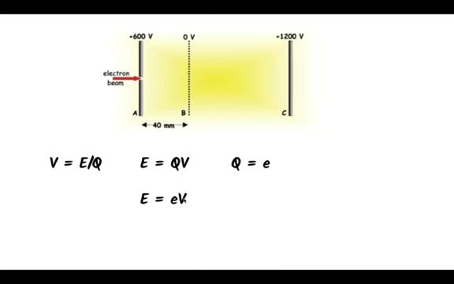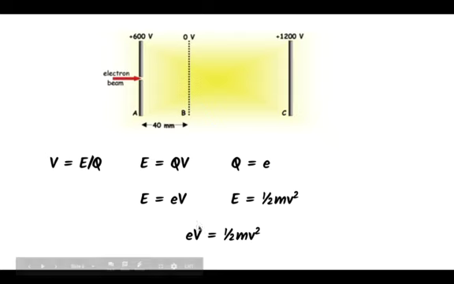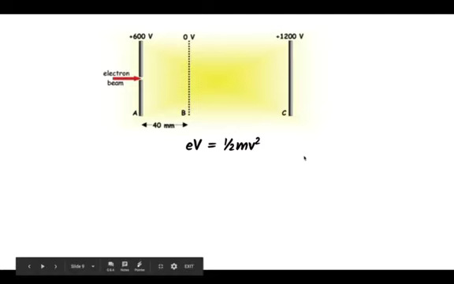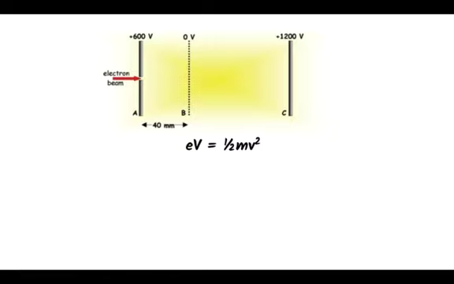So we're going to use that expression for energy and join it onto the expression for kinetic energy, half mv squared. Putting these two together, we end up with electric potential energy equals a half mv squared. So if we move that to the top of the page to give us some working space, all we need to do now is rearrange this for velocity.